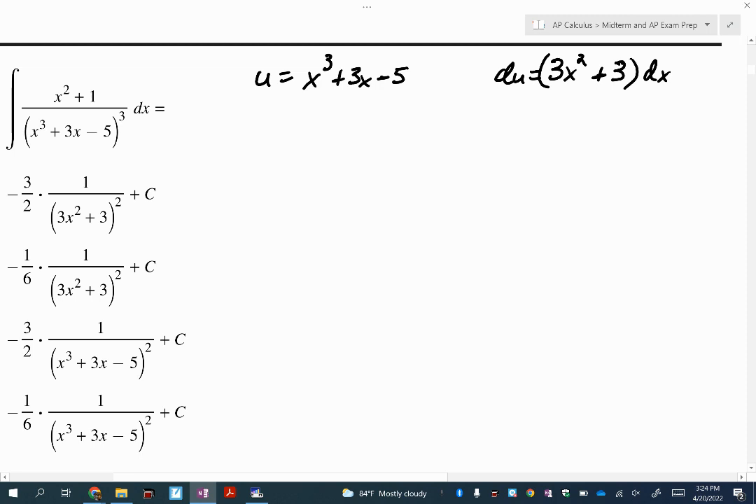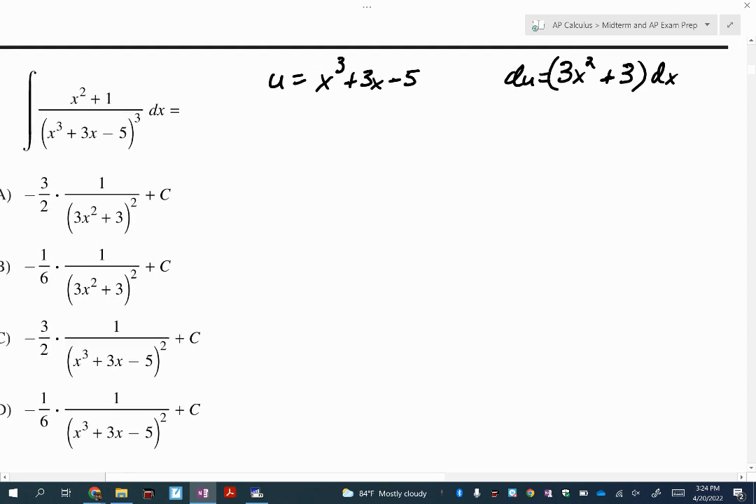All right. Take a look in your problem. We're going to do U substitution here in a moment. The U substitution takes care of the bottom, because we have U cubed. Remember, see that? U cubed?